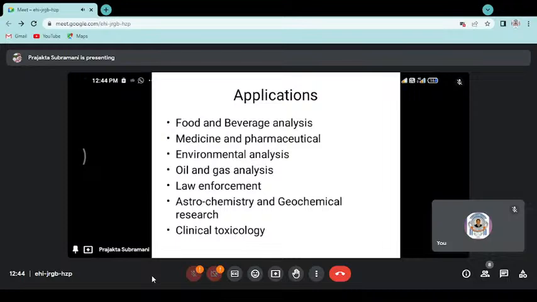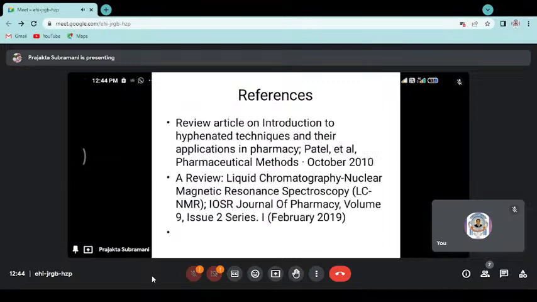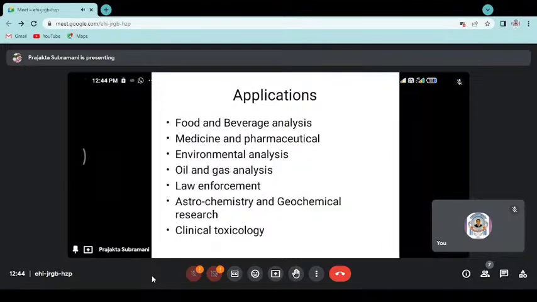Then environmental analysis. Environmental analysis means monitoring the contaminants in air, water, and soil, which is done by this HPLC technique. Then oil and gas analysis. It is useful for natural gas testing, identification of unknown organic compounds in hazardous waste dumps, quantification of drug metabolites in urine done for pharmacological and forensic use, as well as pesticide and herbicide detection. Then it is also used for law enforcement for detection of illegal narcotics like opioids, cocaine, etc.